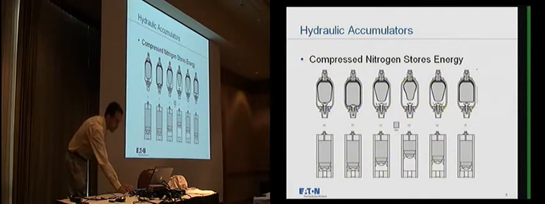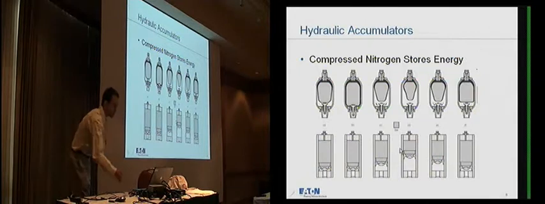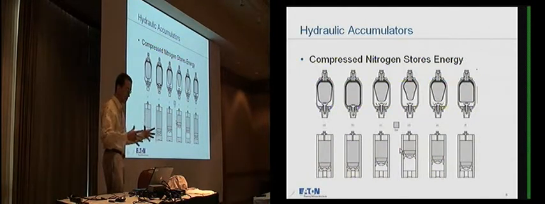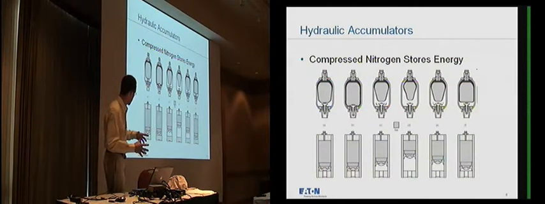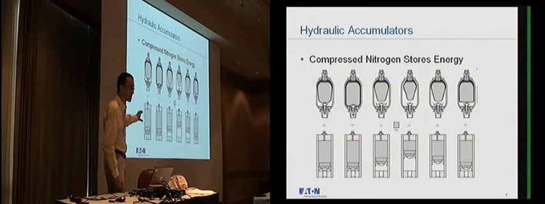There are two types of accumulators. There's the bladder type, which you see on the top here, and then there is the piston type of accumulator. The bladder type is essentially a little balloon inside the accumulator, and that balloon gets compressed. With the piston type, the piston moves up and down inside the accumulator, and the piston separates the gas from the oil.